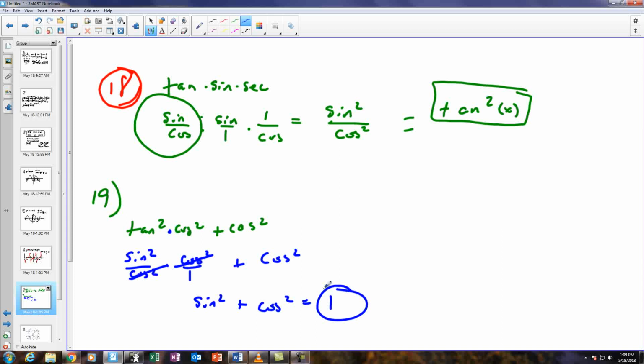Okay, we've only got just 4 more left. We're almost there. Let's see, we'll add a page here.